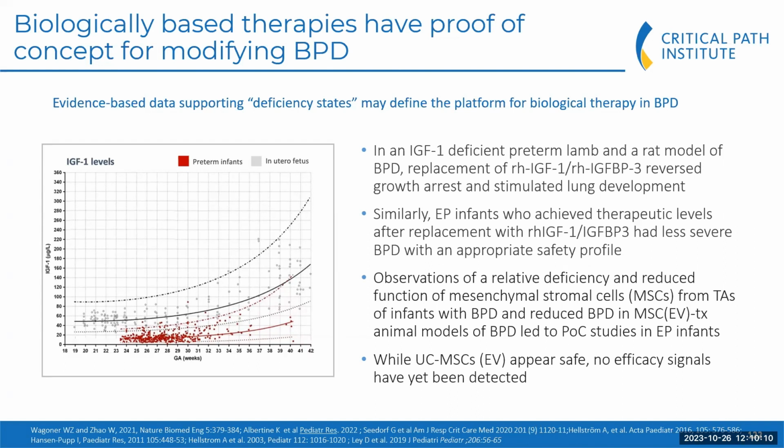Now, there are also other observations in extremely premature infants that suggest there are other places where you could impact biology. And one is if you look in tracheal aspirates or you look in histologic sections of the lung, you find that mesenchymal stromal cells are reduced in infants, and actually, particularly in those that have chronic lung disease, the function of those mesenchymal stromal cells is reduced, suggesting, at least as a hypothesis, that they too are deficient.